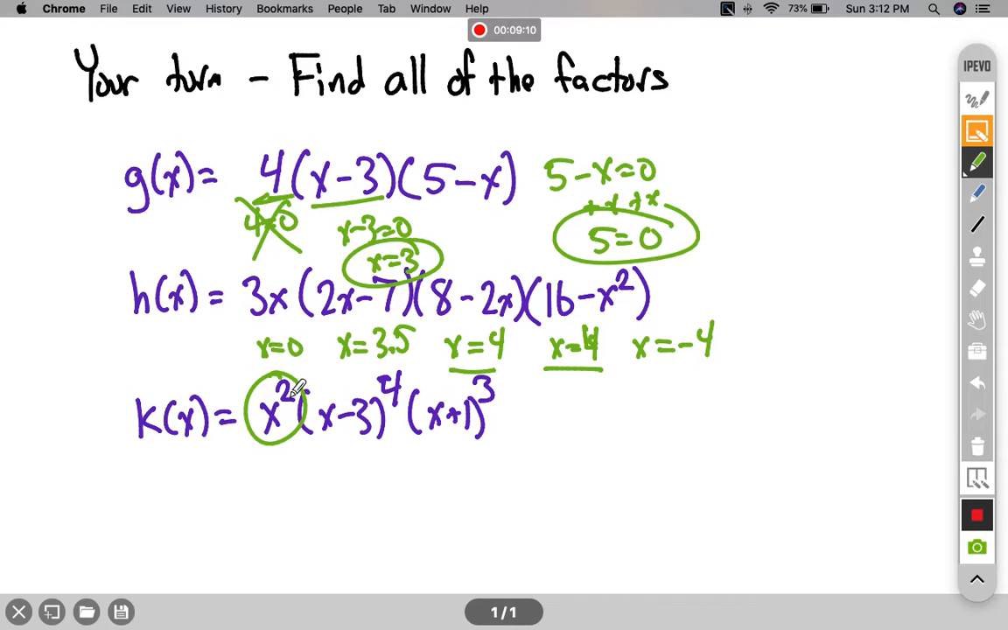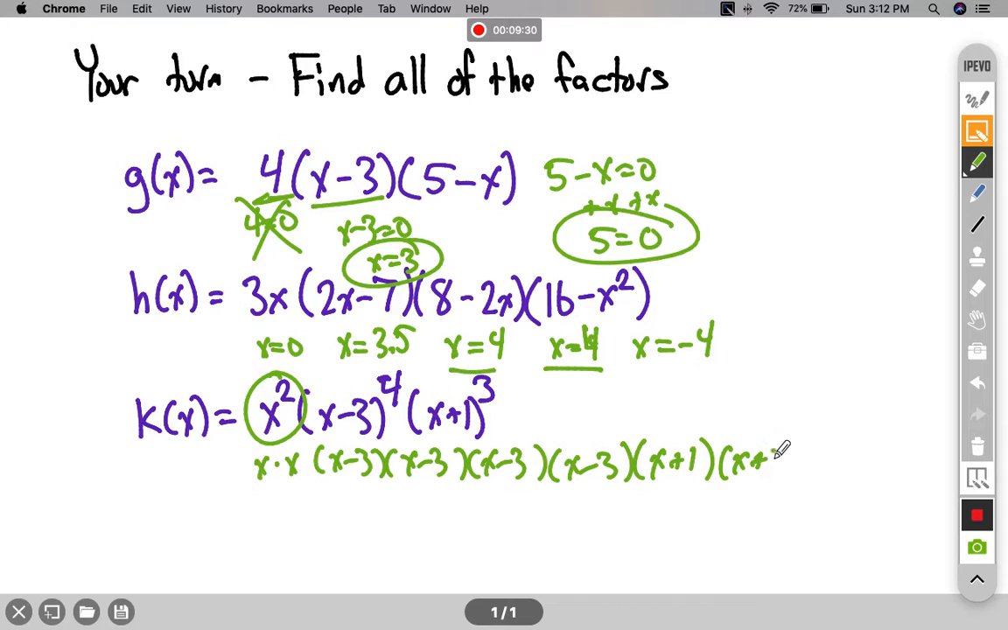Last one. This is a second degree. So I could write this out as x times x minus 3 times x minus 3 times x minus 3 times x minus 3, x plus 1, x plus 1, x plus 1. There's 2 of these, 4 of these, and 3 of those. So I'm going to end up being ninth degree. And you see if you write out all the factors, 1, 2, 3, 4, 5, 6, 7, 8, 9, you will get 9 of them.